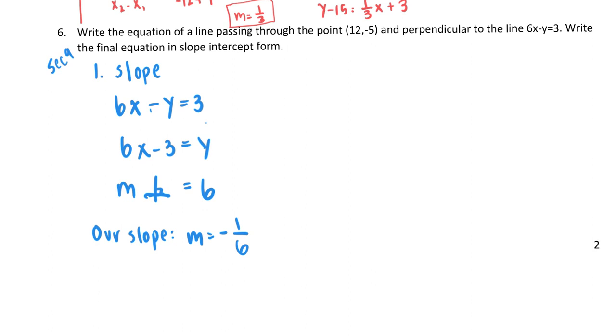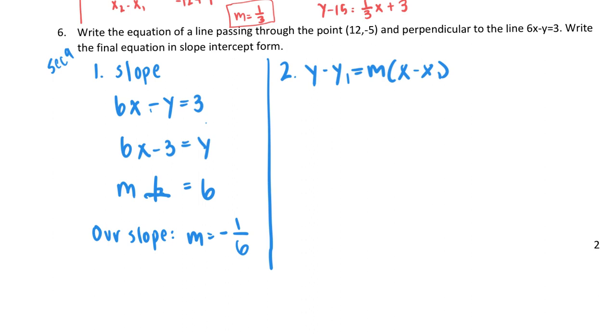So finding the slope is the very first thing. The next thing we do is we're going to put into our equation y minus y1 equals m times x minus x1. So what we're going to do is plug the pieces in. We've got y minus the y point, so minus a negative is a plus. Then we have our slope, which is negative 1/6 times x minus the x point.